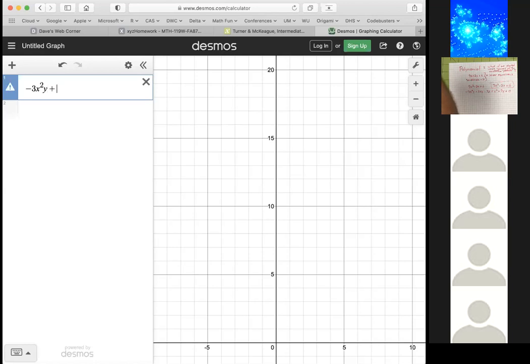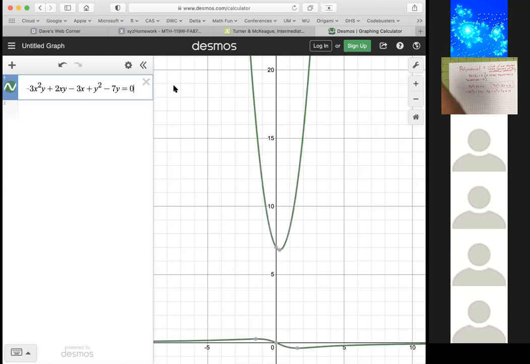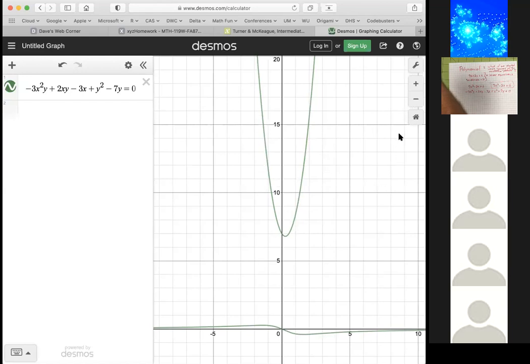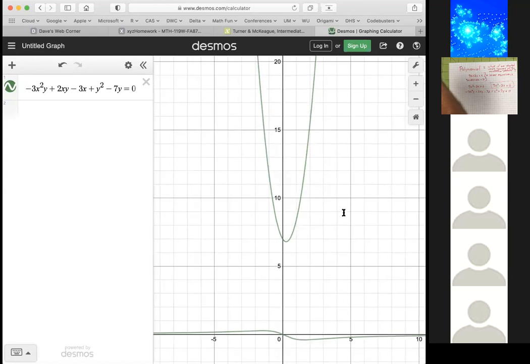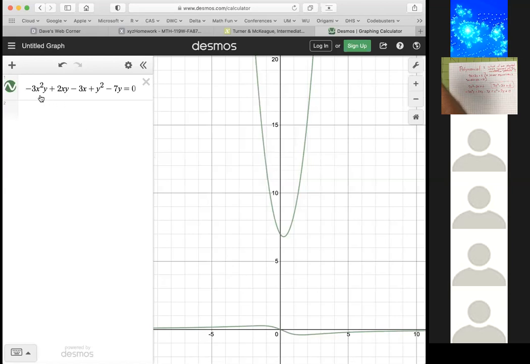If I type all these things in, 2xy minus 3x plus y squared minus 7y equals 0. And you go, whoa. I can't, it's hard to blow that up, but. Are you joking? Is that a parabola and a squiggle? This thing that I wrote down, the minus 3x squared y plus 2xy minus 3x plus y squared minus 7y, that's the part that I call a polynomial.